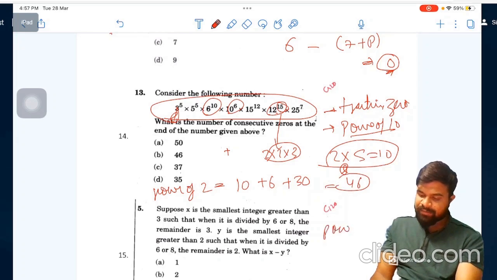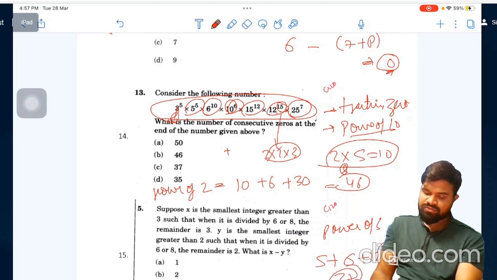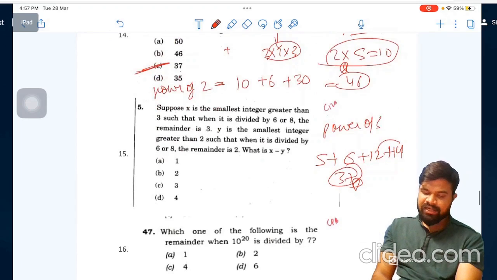Now you will calculate the power of 5. How do you calculate the power of 5? Here from 5, from 10 you will get 6, from 15 you will get 12, and from 25 you will get 14, because 25 is 5 square. So this will give you 37, and 37 is the smaller number. That's why 37 will be our answer. I hope these things are clear after this discussion.